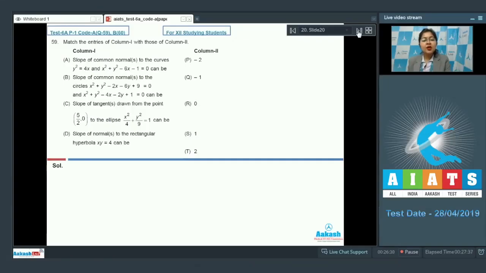Next is question number 59, which is a column matrix match question. So let us solve it option by option. Let's go by option A first, which says that the slope of common normal to the curves y square equal to 4x and x square plus y square minus 6x minus 1 equal to 0 is.